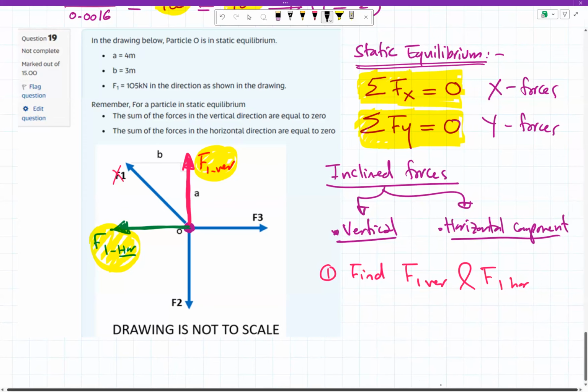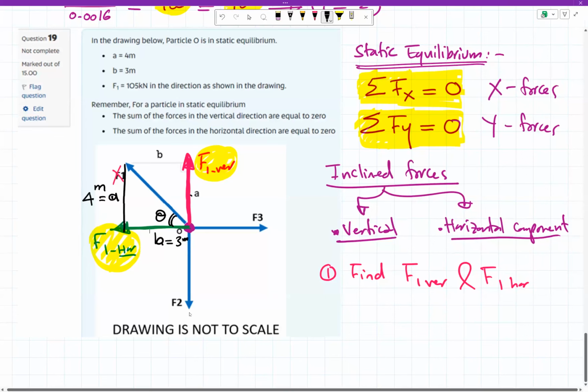If you want, I can work on this triangle, if this triangle is easier for you. So this will be B and this will be A. How much is A? 4 meter. How much is B? 3 meter. So this is our theta, right?